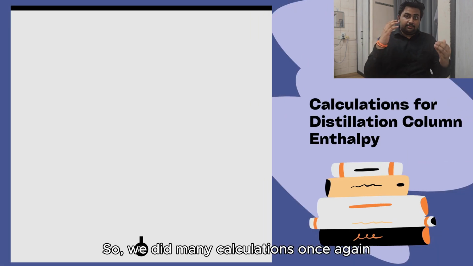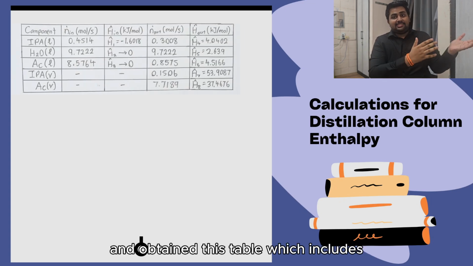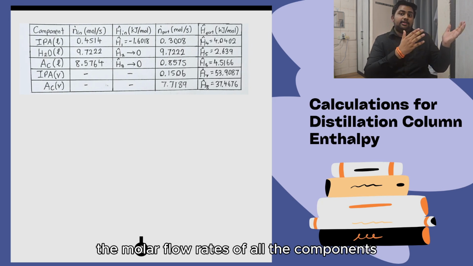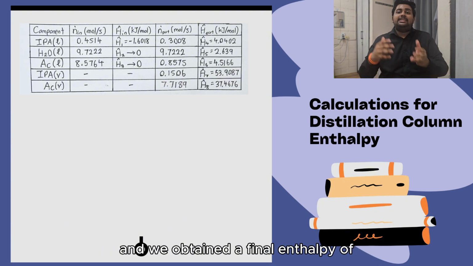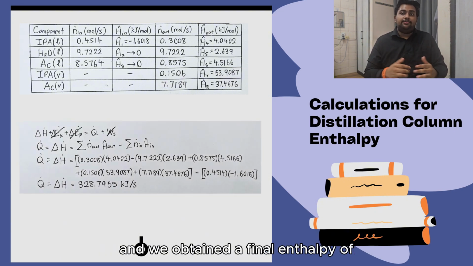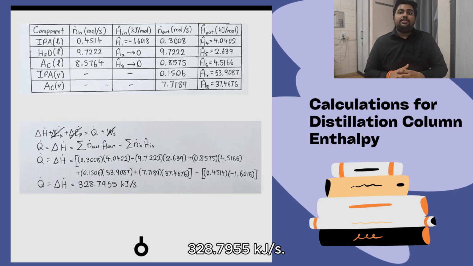So we did many calculations once again and obtained this table, which includes the molar flow rates of all the components as well as the enthalpies of each component, and we obtained a final enthalpy of 328.7955 kilojoules per second.